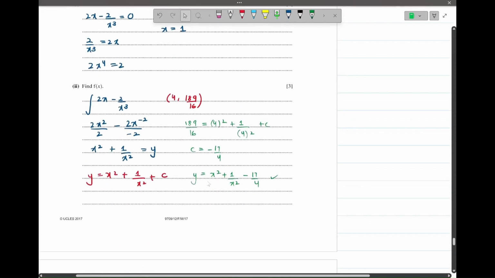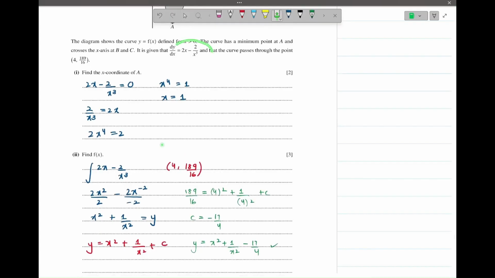Moving on to the second part, it says find f of x. So basically, you were given the derivative and you have to go to the original equation. To do that, you need to integrate this expression. So you'll write the integral sign over here, that 2x minus 2 over x cubed. You'll raise the powers of x and divide by the new power. So when I integrate it, I will get something like this. But you also have to remember that integration always has a plus c inside it. So I'll plug this x and y coordinates into my equation. This is the value of y, this is the value of x, so that I can find the value of c, and then finally you can see this is the final equation that I get.